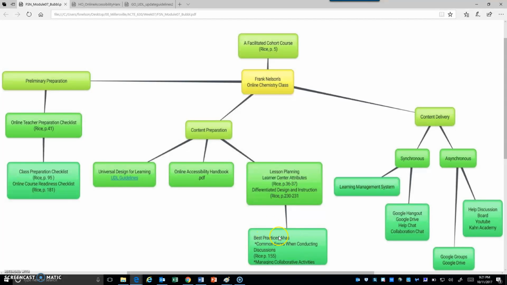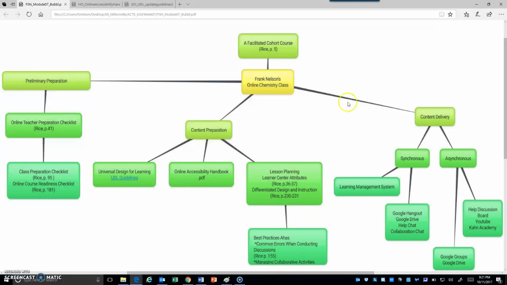Some best practice ahas. I have other ahas, but the best practice ahas for myself were common errors when conducting discussions. I found that I was guilty of a couple of them when I do my discussions, such as answering my own questions sometimes, and not following up when I should. Another best practice aha is managing collaborative activities. I cut off the link here, but I think that was on page 130 in the Rice text.